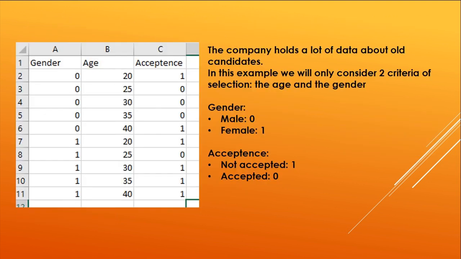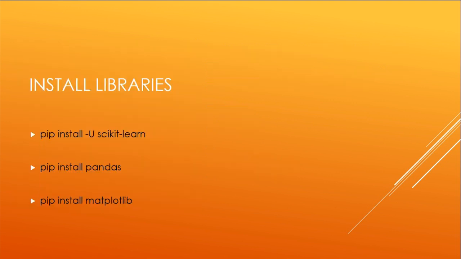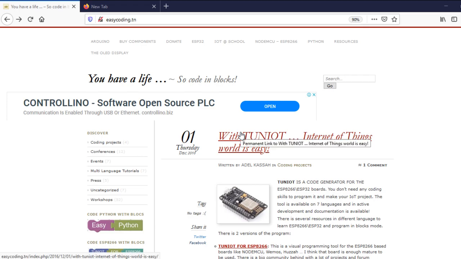This is our dataset. Normally, there are a lot of criteria. I will only keep here two: the age and the gender. In the gender column, 0 means it is a man and 1 means it is a woman. In the acceptance column, 1 means that the candidate was not accepted and 0 means that he or she was accepted. Before you start programming, we need to install these libraries.